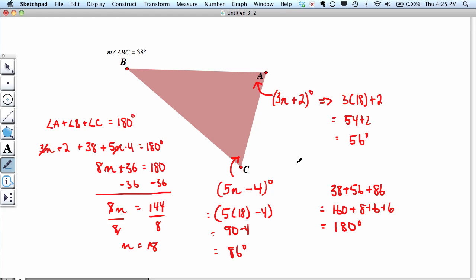So this is how we can continue making use of algebra and our knowledge about geometric figures to find the value of missing angles.